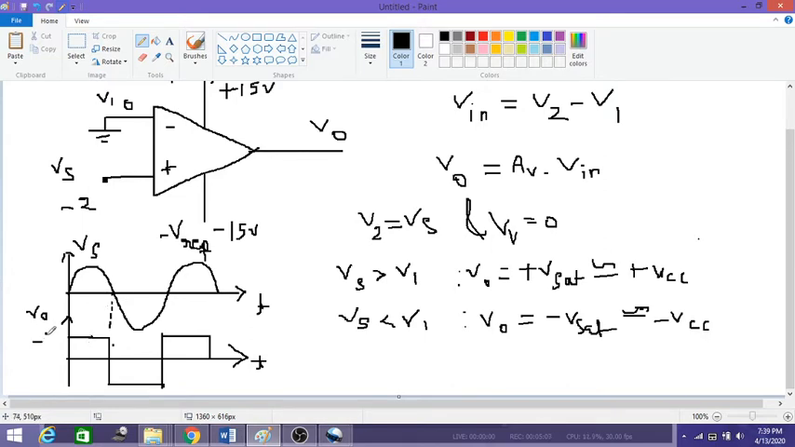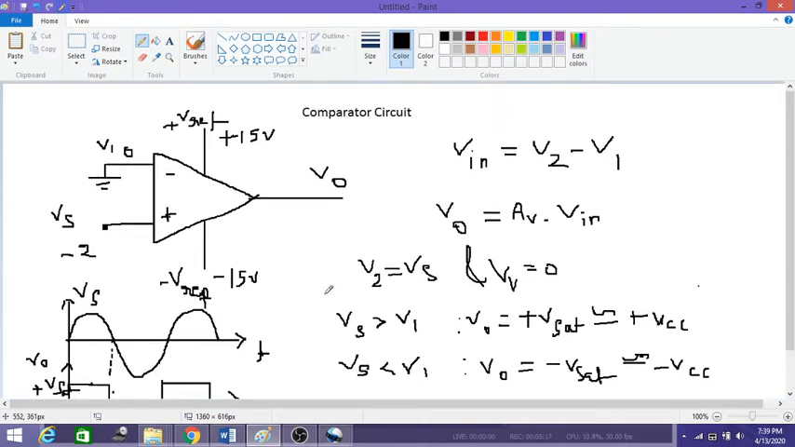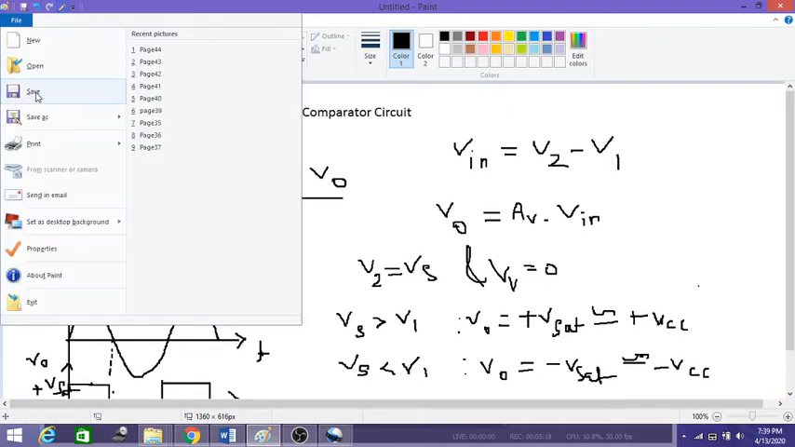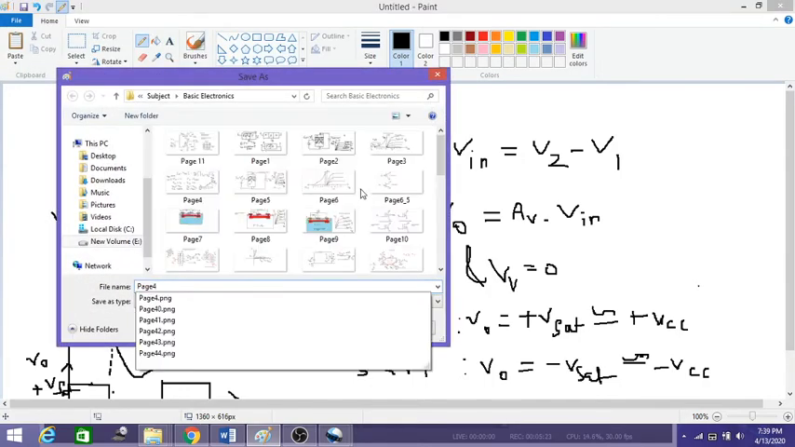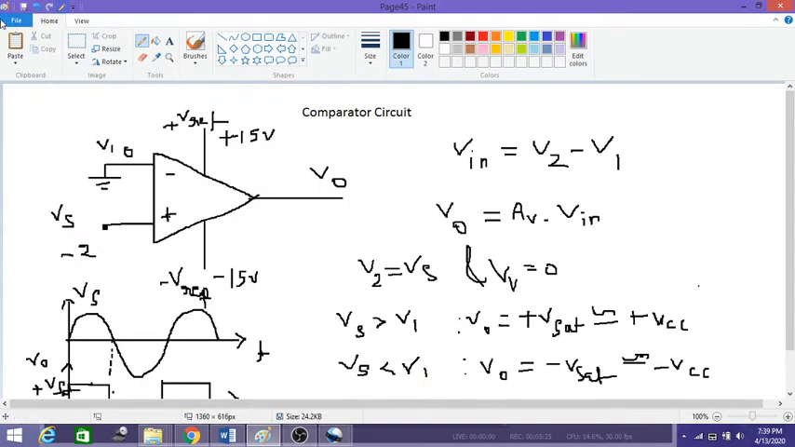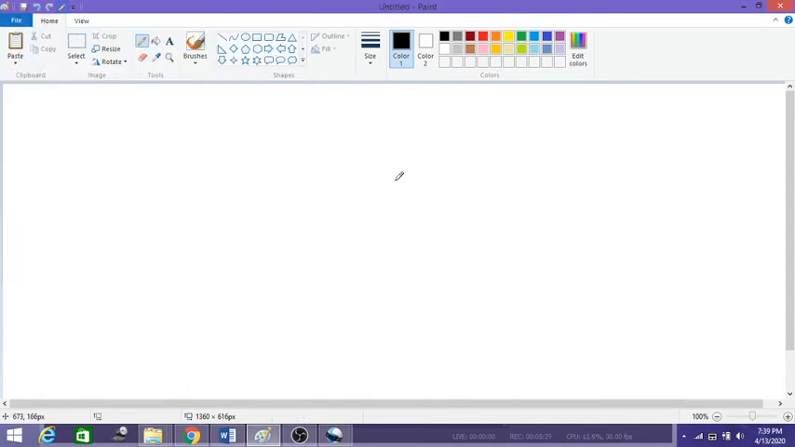So either it is plus V saturation or it is minus V saturation, not Vs, it is actually the saturation. Okay, so this is the value which we will get. So let us quickly look into the example. So let me save this page here. So this is page 45. Let me take a new page.